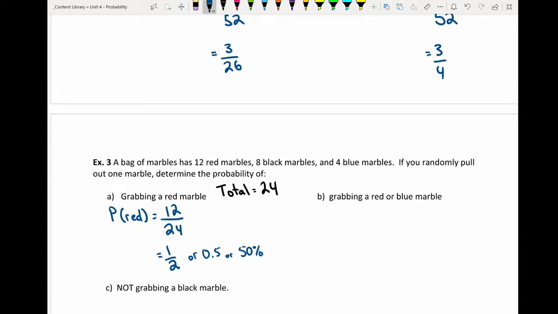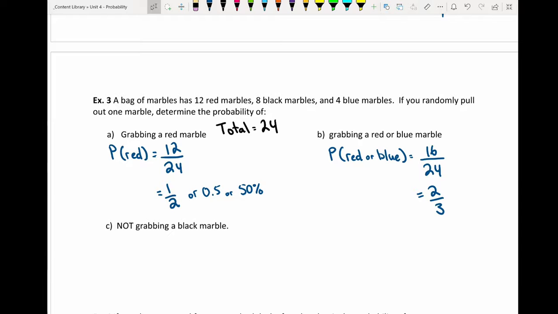For B, I want to know the probability of grabbing a red or a blue marble. Again, I know the total number of outcomes is 24. Now I need to look at how many successful outcomes I have. In this case, a success is considered red or blue, which is 12 red and 4 blue. So that gives me 16 possible outcomes that are considered a success. And when I reduce it, I can reduce it to 2 over 3.